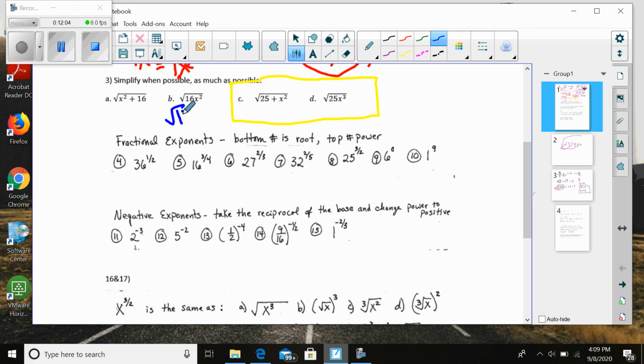Okay, so letter B can be written like this, right? Since I can multiply these back and get here. Letter A cannot be written as radical x squared plus radical 16. Can't do that in letter A. So letter A is the not possible, the NP, whereas letter B would be 4x.